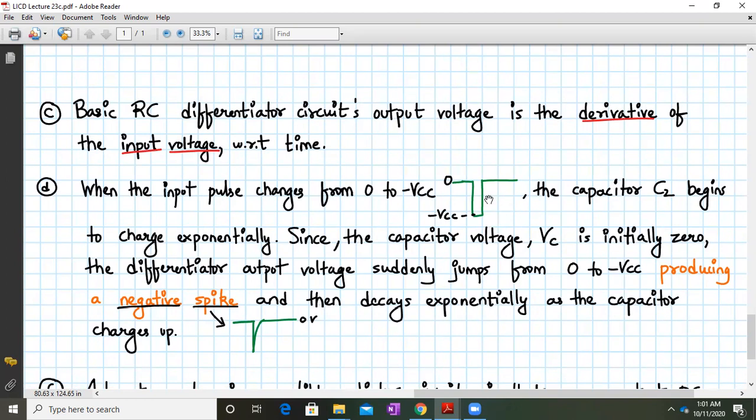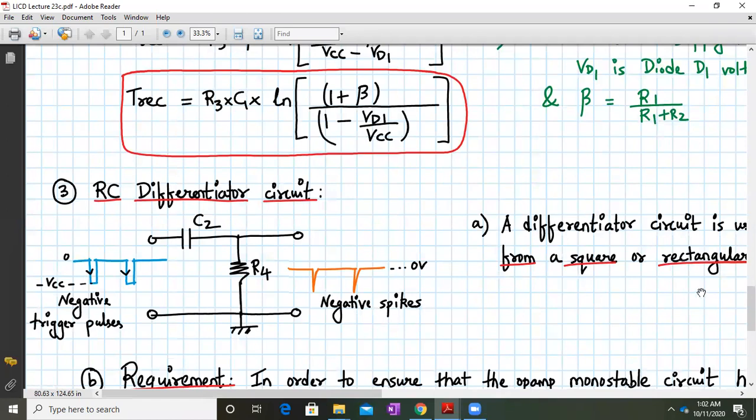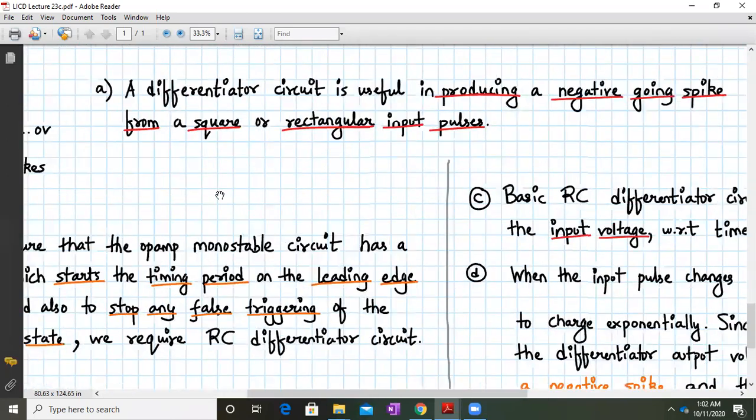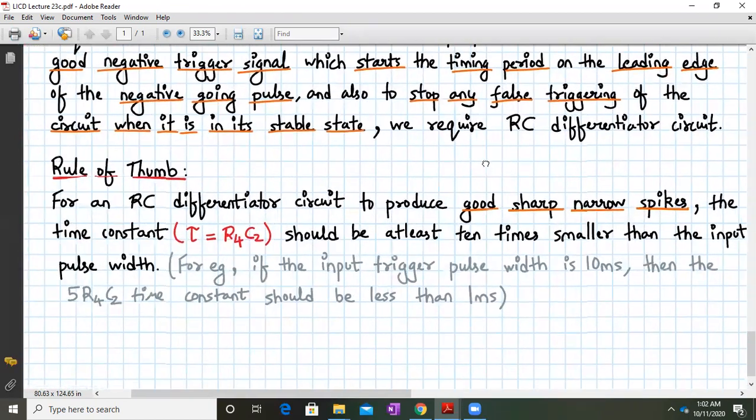So the capacitor C2 begins to charge exponentially. Here is my capacitor C2, and R4 we have. The capacitor voltage is initially 0, let's say, so the differentiator output will suddenly jump from 0 to minus VCC, which will produce a negative spike like this. Then it decays exponentially as the capacitor charges up. So that's how we got from a negative going pulse to a negative going spike in an RC differentiator circuit. Now let us move on to the next part.